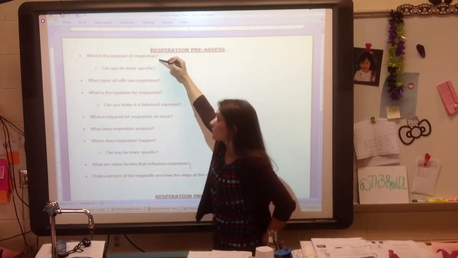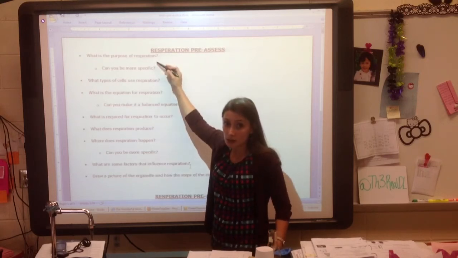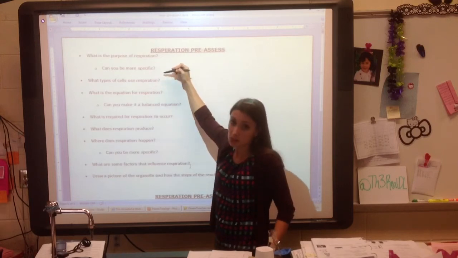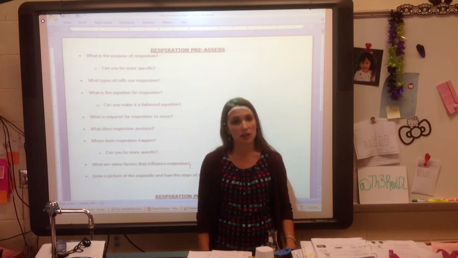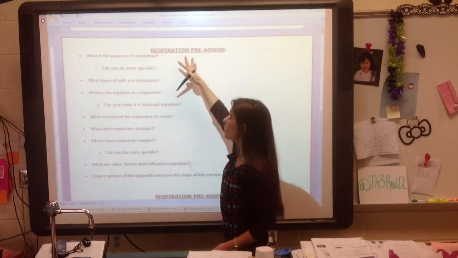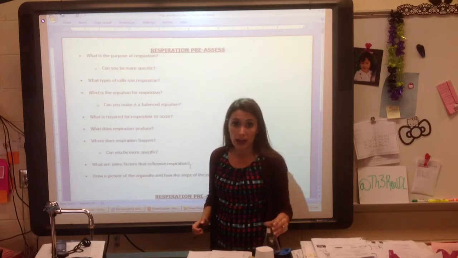What is the purpose of respiration? Most people, when they give me their first thing that comes to mind, can usually be more specific later. And then you're going through and answering these questions. So feel free to work on the pre-assessment while you're waiting for your inquiry lab to work.